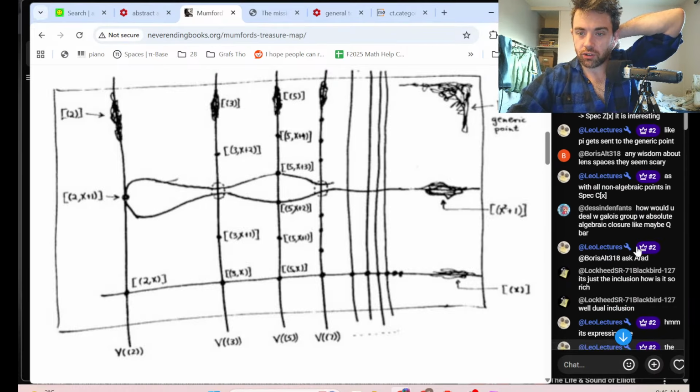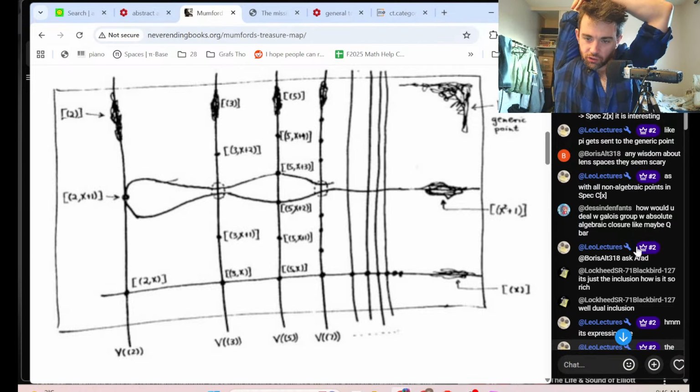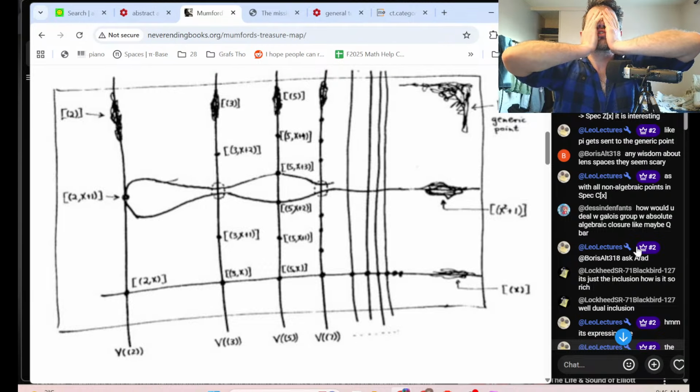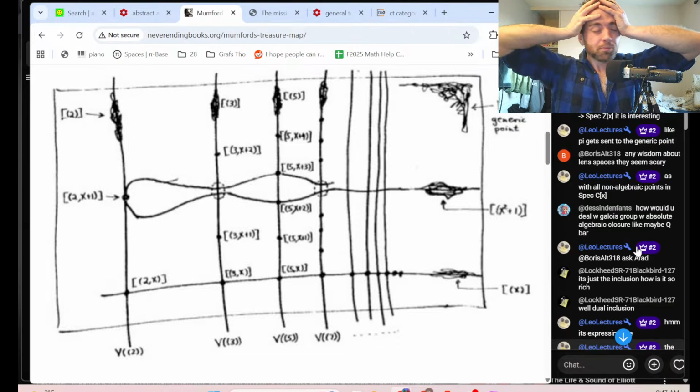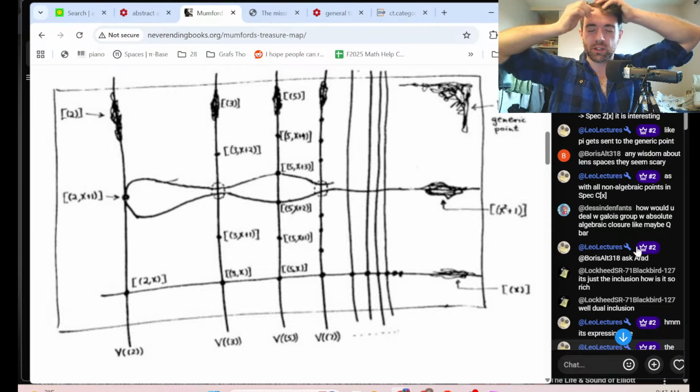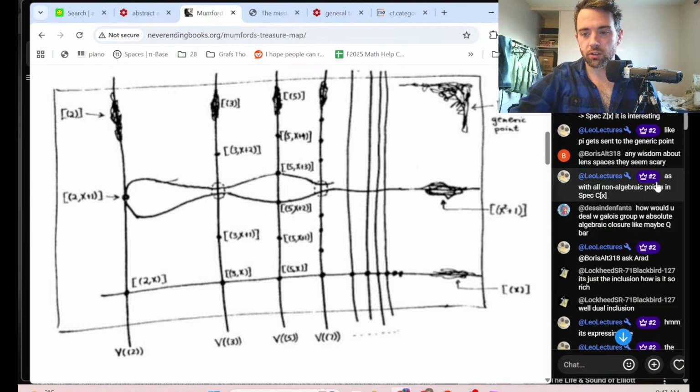Like pi gets sent to the generic point. Yeah. Actually, there's a whole perspective on this. I think my friend was telling me that he used something like this before. He was doing some number theory argument, and there's something like the transcendental, like you're looking over some algebraic field, you look over some infinite extension, and the transcendental numbers should get mapped to generic points. There's something he did about framing algebraic numbers versus transcendental ones that way.